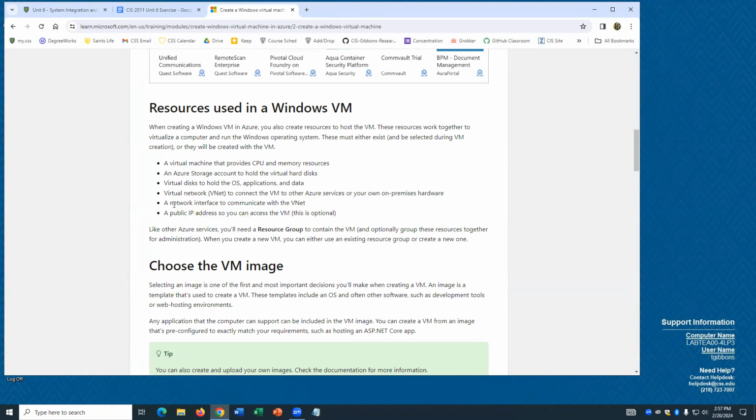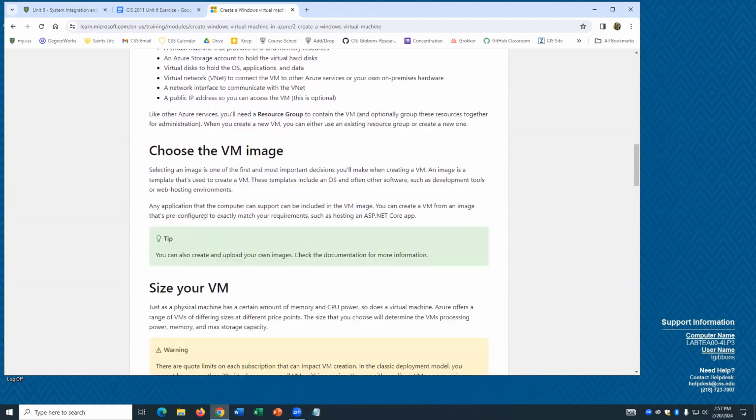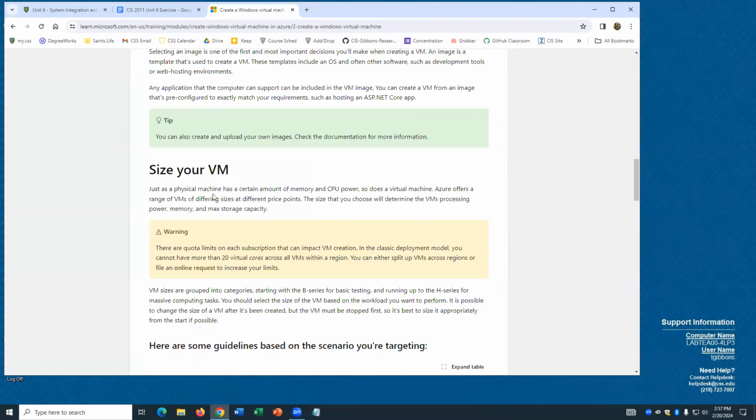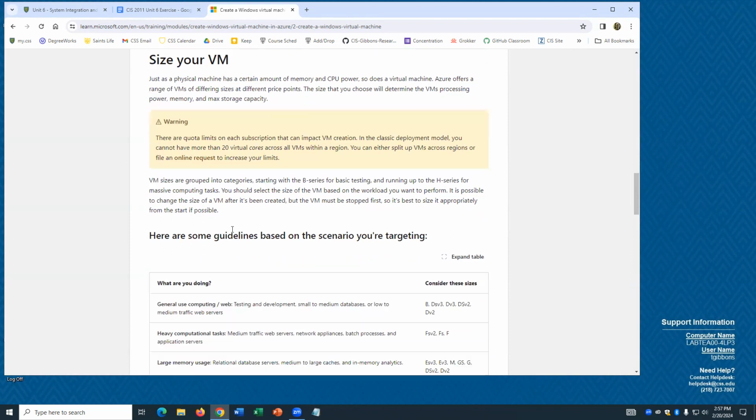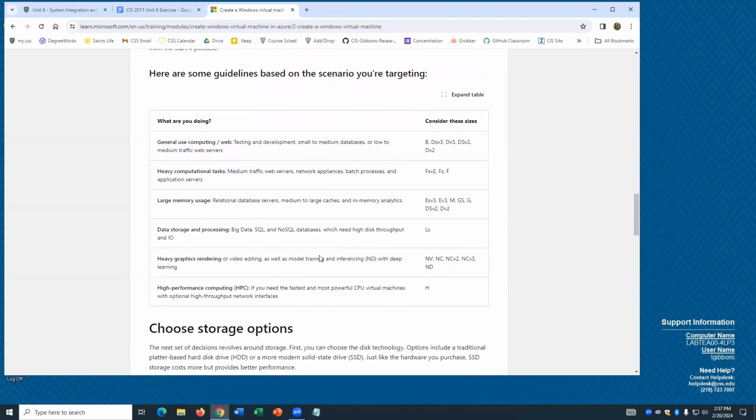We'll get more into the networking stuff in a couple weeks when we do a unit on networking. So we'll come back to this. So again, we choose the virtual machine. We have to choose the size. And we'll see this even more when we do this other thing.